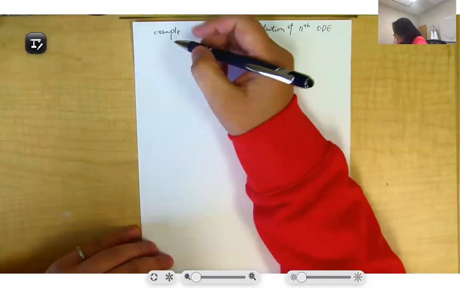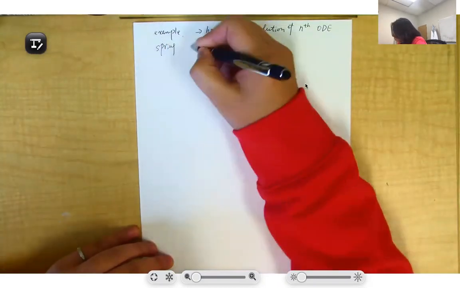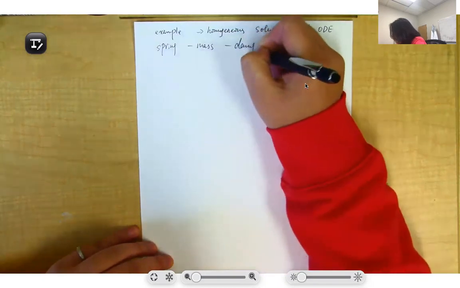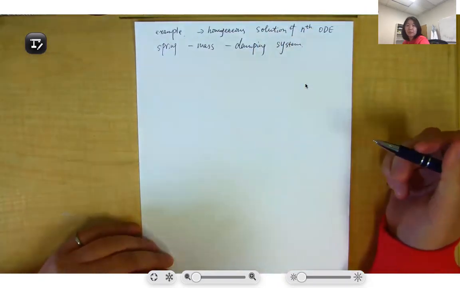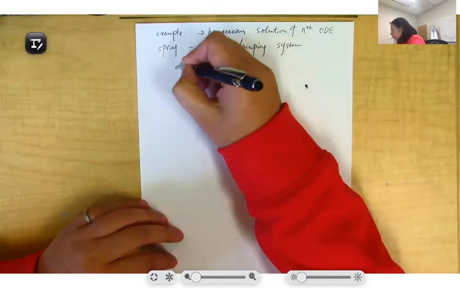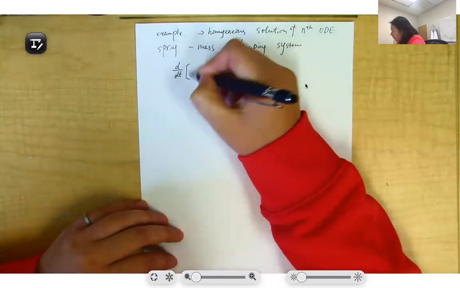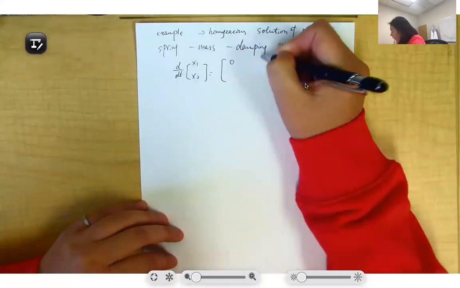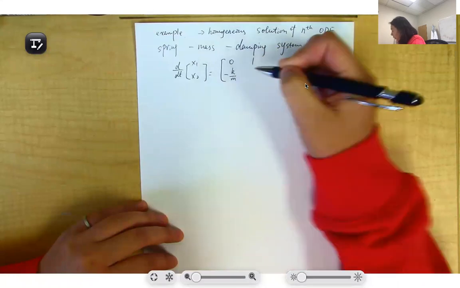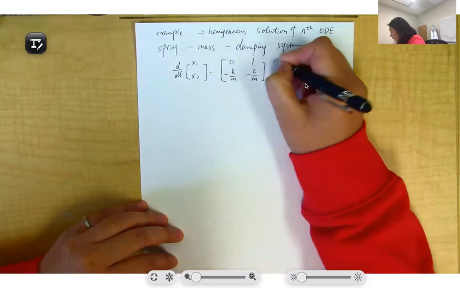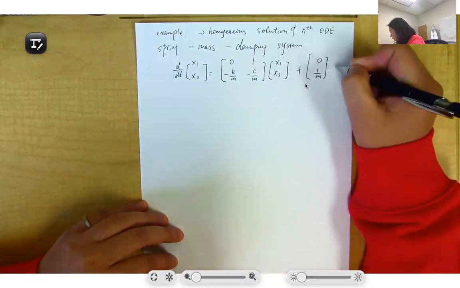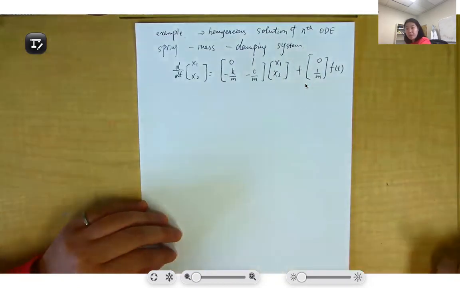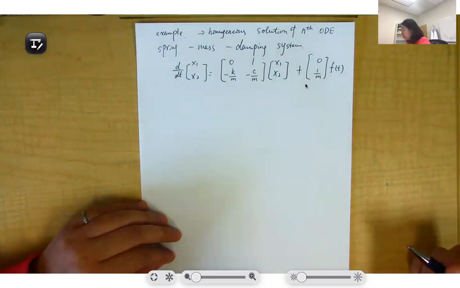So that is our spring mass damping system. And we already derived our state space representation, which is the matrix representation, right? So d over dt of x1, x2 equals [0, 1; negative k over m, negative c over m] times x1, x2, plus [0; 1 over m] times f(t). Okay? So that is our spring mass damping system state space representation.